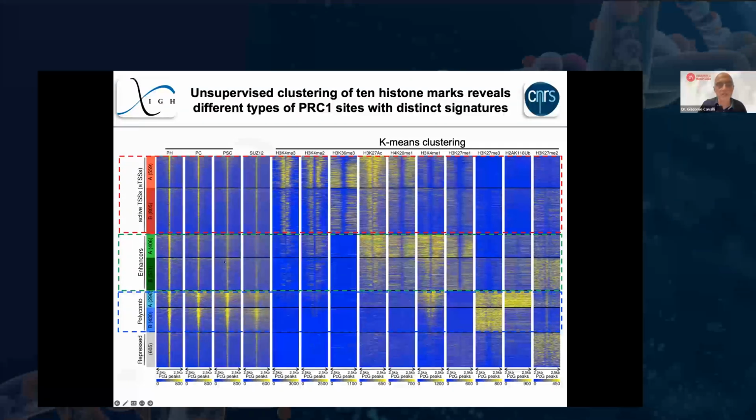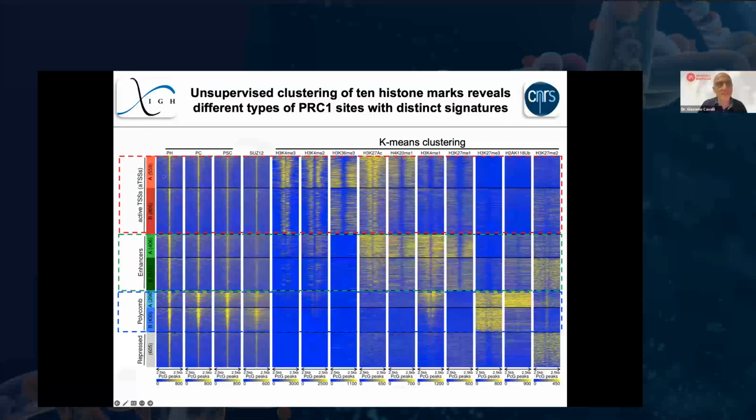These are places where you have PRC1, low levels of PRC2, but you don't have K27 trimethylation, and low levels of ubiquitination of H2A. Instead, what you have is a lot of active marks like K27 acetylation and K4 monomethylation, which are really the enhancer distinctive marks, and you don't have elongation or promoter marks in these places. And they actually correspond to previously mapped enhancers.